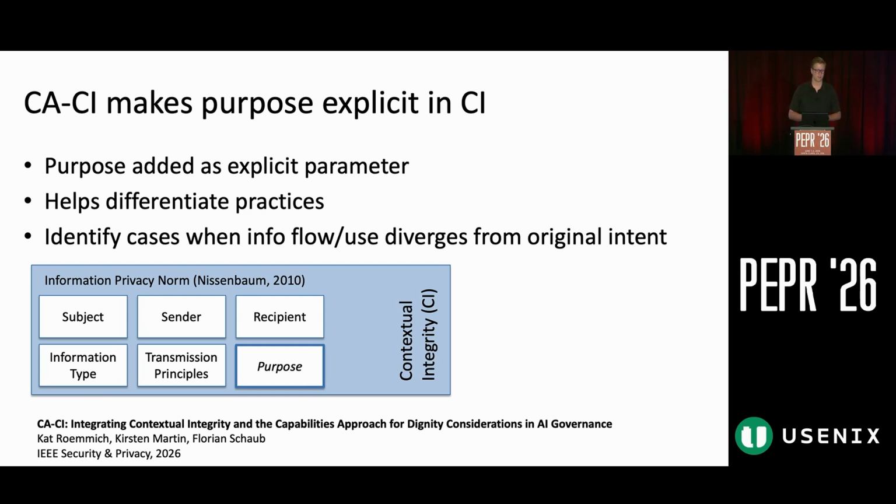parameter, as a 6th parameter, with the goal of differentiating practices where the context mostly stays the same, but how the data is used and for what purposes changes. And that makes it easier to identify cases when information flows or the use of information diverges from the original intent.